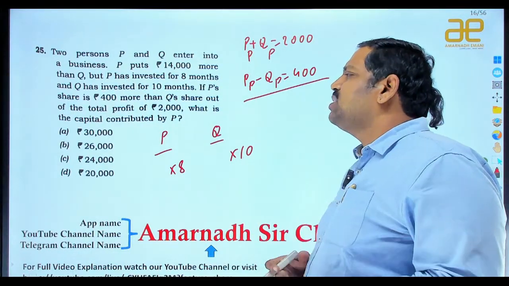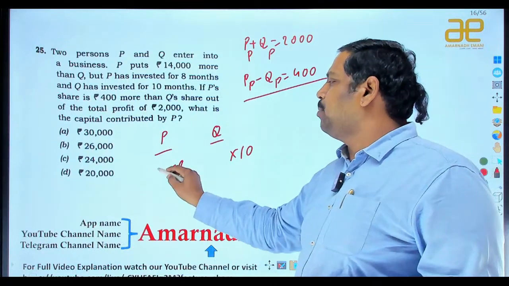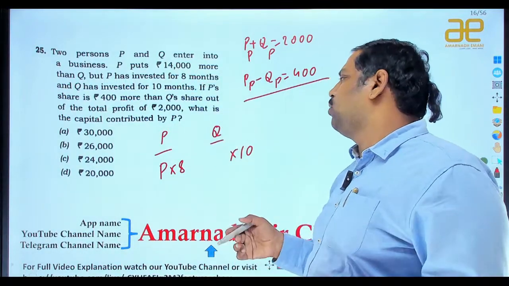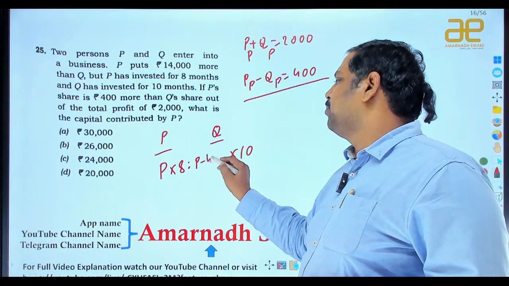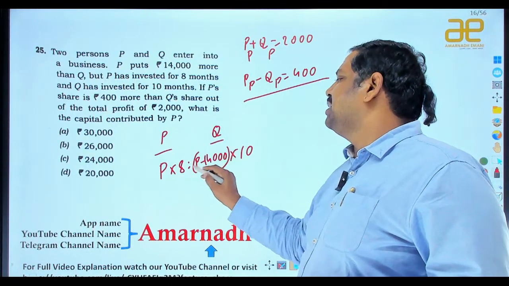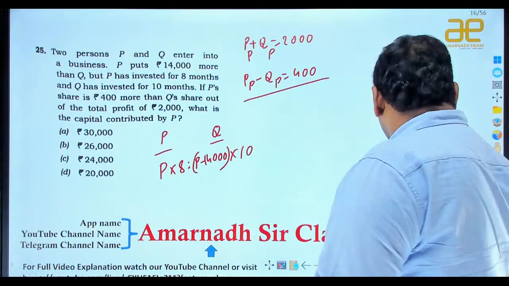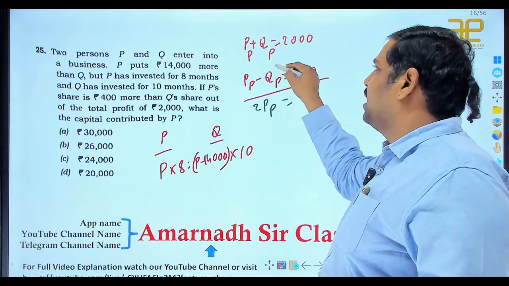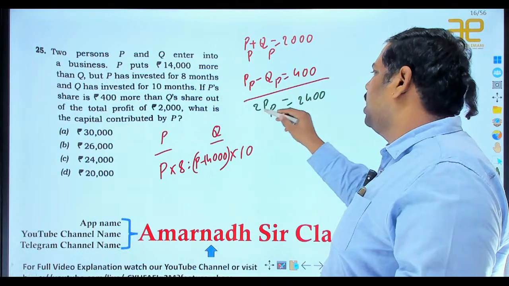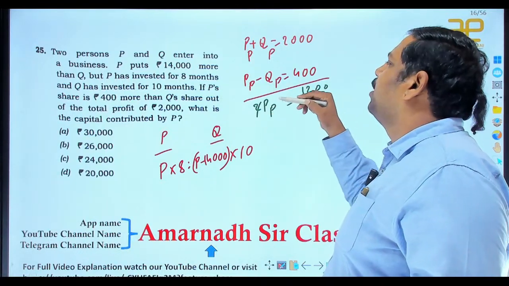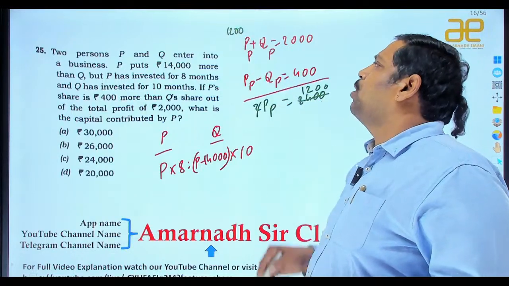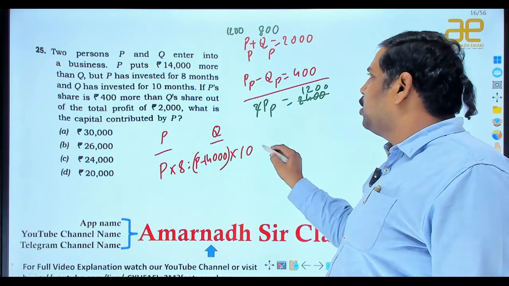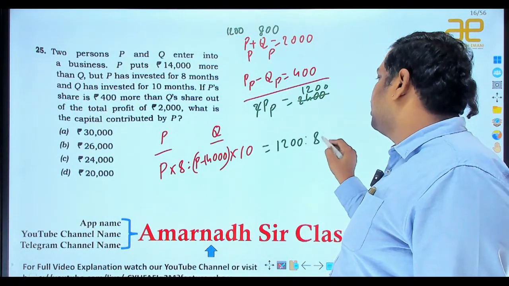Good. What is the capital contributed by P? He's asking about the capital of P. The capital of P I'm taking to be P. P invested 14,000 more than Q, so that means Q invested 14,000 less. In this ratio they have to distribute the profits. Now if I add both, 2 times the profit of P, these two cancel. 2,400 means P's profit is 1,200. Together it is 2,000, so Q's profit is 800. So P and Q's profits are in the ratio 1,200 to 800.